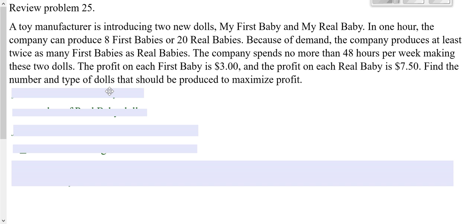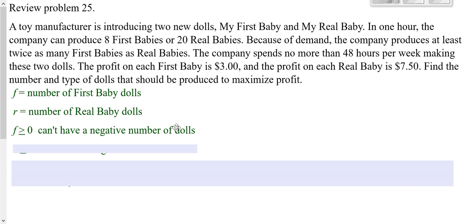So for this one, I'm going to go ahead and choose let my number of first baby dolls be F. F for first, and therefore for the real babies, I'll go ahead and use R. Now, since we are looking at number of dolls, we know we can't have a negative number of dolls, so we're going to say F has to be greater than or equal to 0, because we can't have a negative number of dolls, and the same thing for R. R has to be greater than or equal to 0.